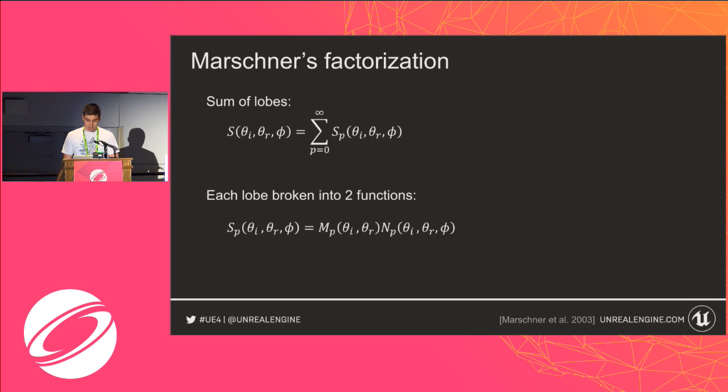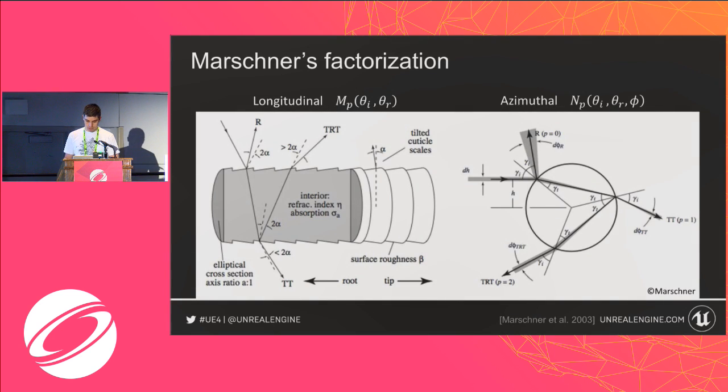Each lobe is also broken into two separate functions to better simplify the math for this. These are the longitudinal and azimuthal scattering functions, M and N. The longitudinal function describes the scattering down the length of the fiber, where the azimuthal function describes it radially around the fiber. You can see that from the left and right side diagram, as far as what these two components are trying to describe.